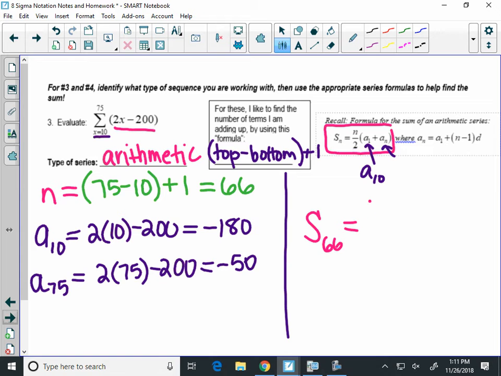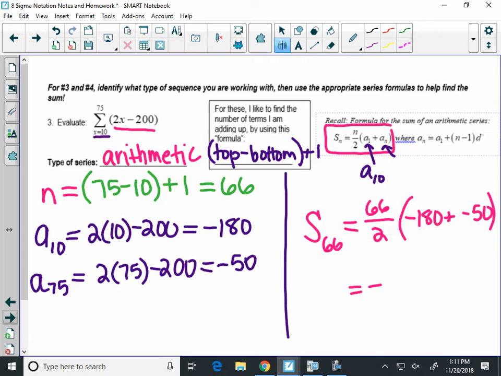So S sub 66. 66 is my n. Oh, I wrote that wrong. 66 over 2. Can't talk and write at the same time. And then I put the two terms I'm going between, negative 180 plus negative 50. And then you just simply type that into your calculator, and it'll give you the sum. Let's see. So 33 times negative 230. Oh, here's my answer. It's a negative number.